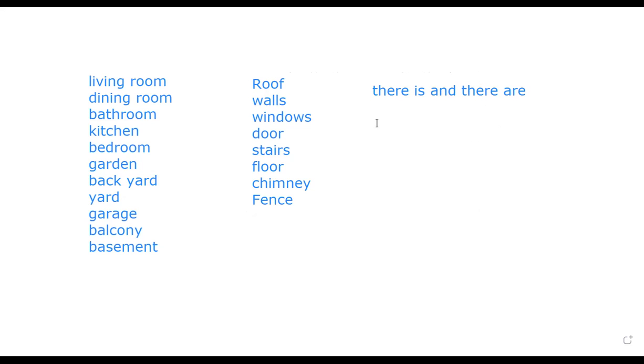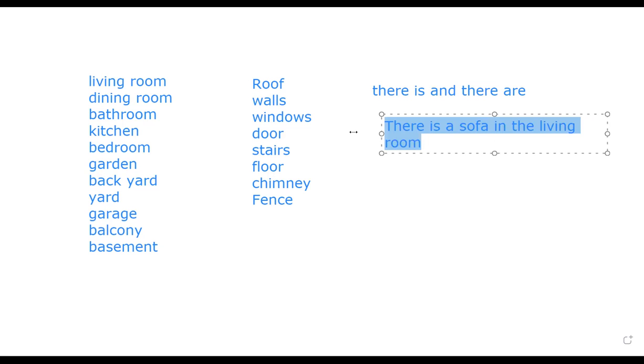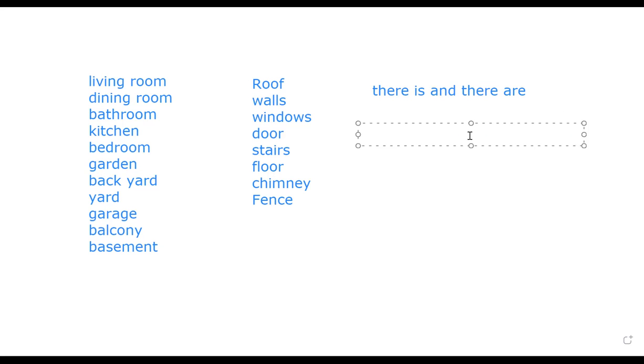Okay, in today's class, we also start learning about there is and there are, right? There is for singular. There are is for plural. Okay, excellent. Let's see. For example, there is a sofa in the living room. Okay. There is a sofa in the living room. Se fue la oración. There is a television in the bedroom.